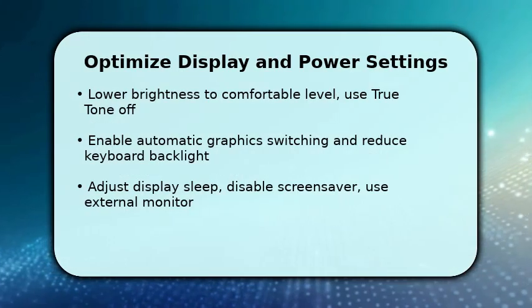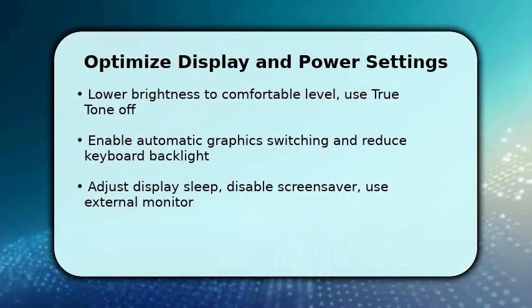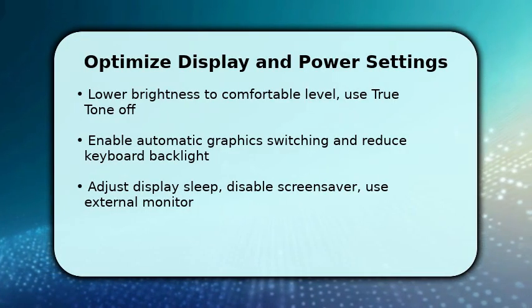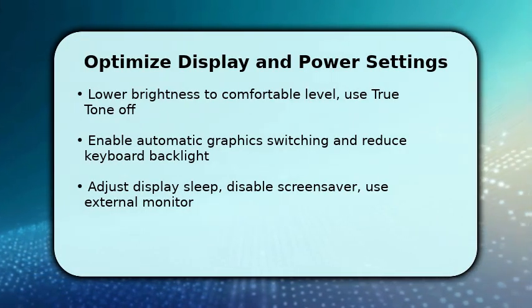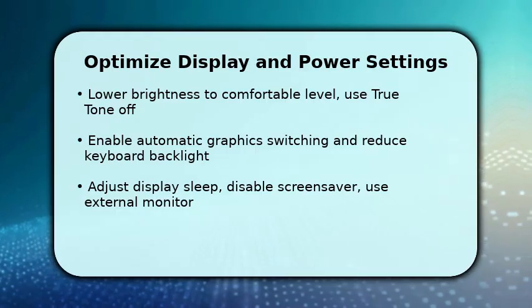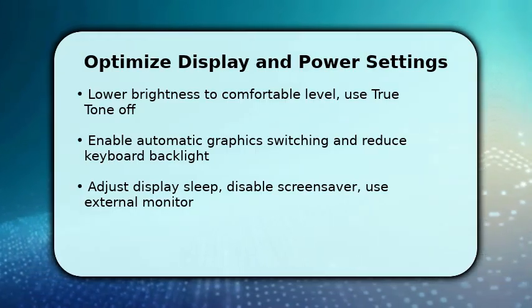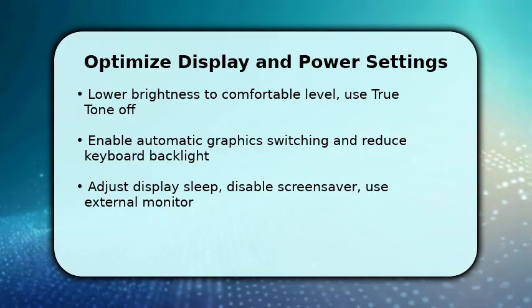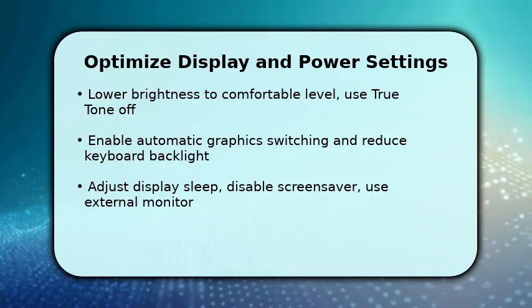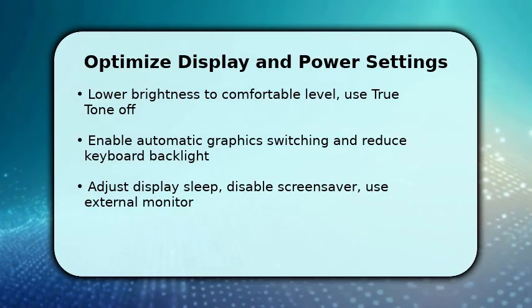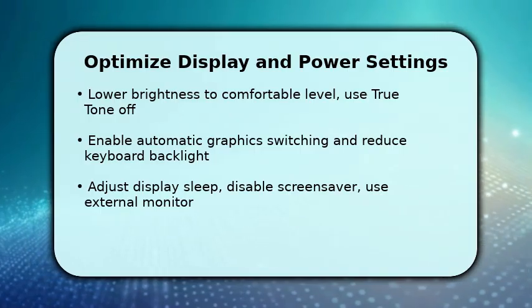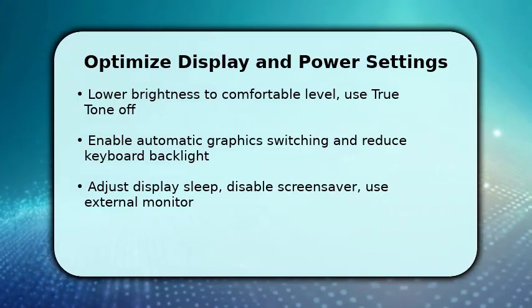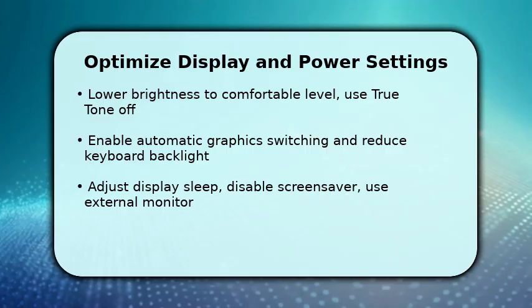Next, optimize both display and system settings to extend usable screen time. Start by reducing brightness to the lowest comfortable level and keep True Tone disabled. It prevents automatic warmth changes that prompt higher brightness. In Energy Saver, enable automatic graphics switching if available, reduce keyboard backlight, and set display sleep to a longer interval while keeping hard drive sleep conservative.